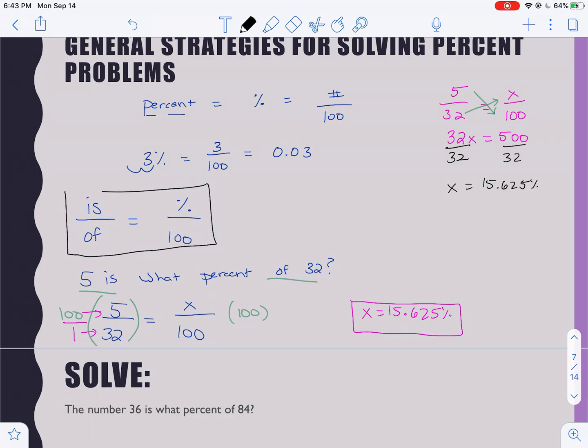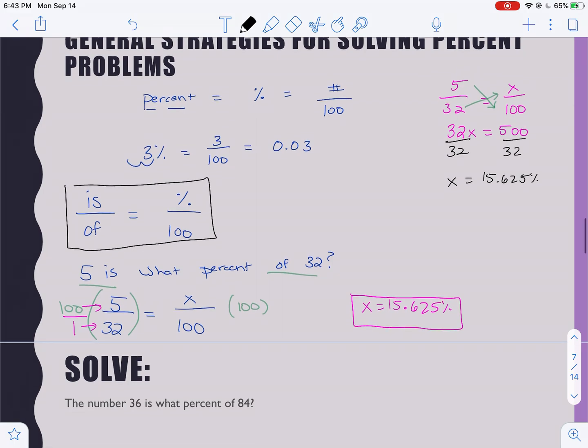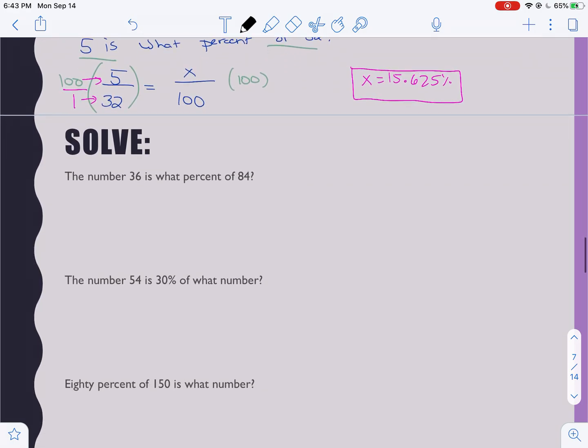So you can set up any percent problem like that. Is over of equals the percent out of 100, and you just plug in what goes where. Is goes on top, of goes on the bottom, and then percent goes out of 100. So let's look at another one of these examples.